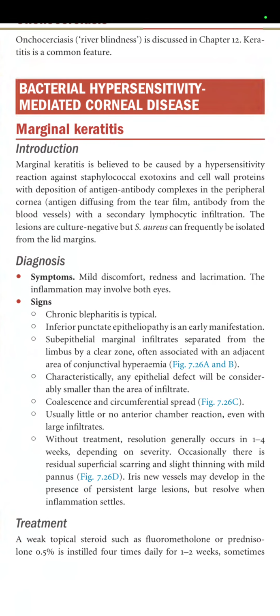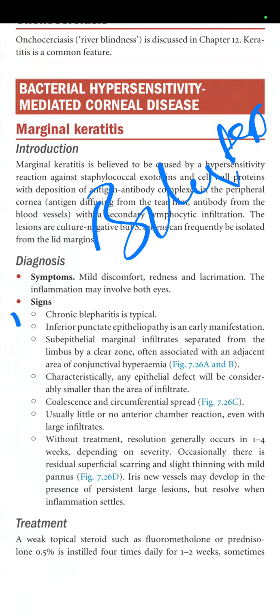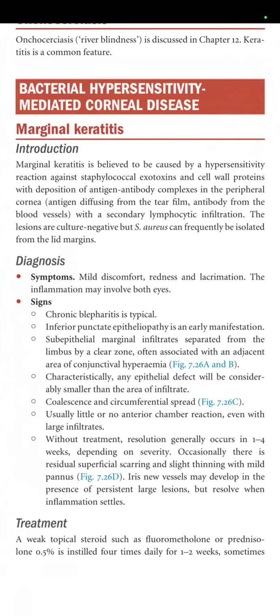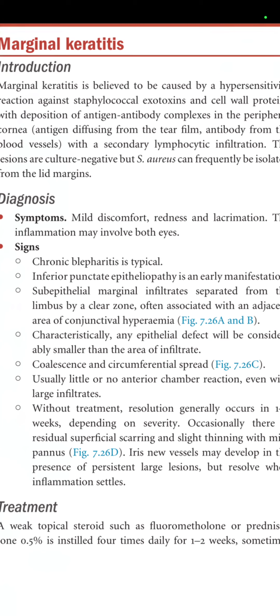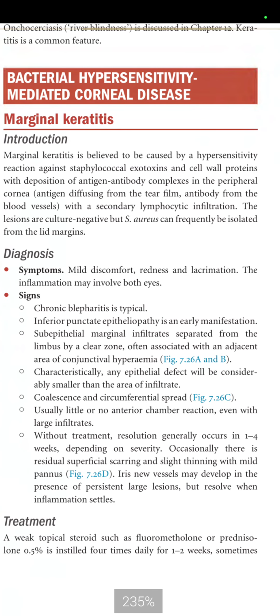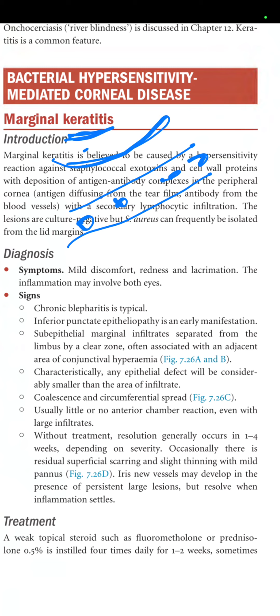Mild discomfort, redness and lacrimation. The inflammation may involve both eyes, so it can be bilateral as well. Chronic blepharitis is typical. So whenever the patient has blepharitis and you can see an ulcer in the periphery, you always think of a marginal keratitis. Inferior punctate epitheliopathy is an early manifestation. So it usually affects the patient with blepharitis, and there will be the inferior keratitis.